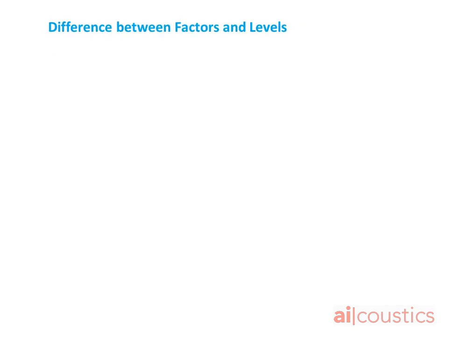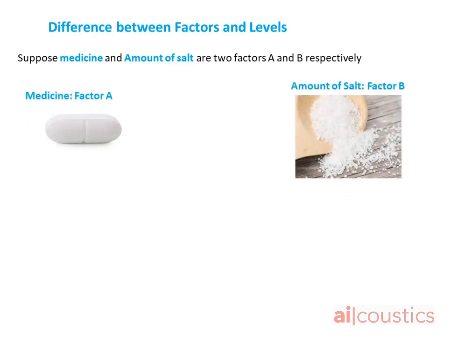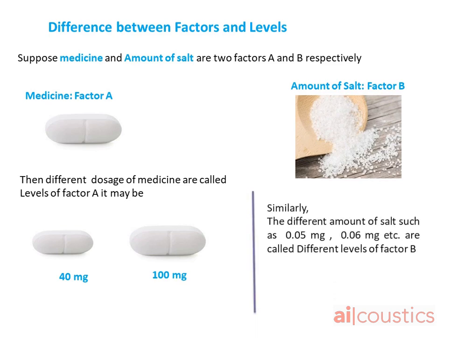Now, in this slide, we will discuss what is the difference between factors and levels. Suppose medicine and amount of salt are 2 factors, factor A and factor B respectively. Then different dosage of medicine are called level of factor A. It may be 40 mg, 100 mg. Similarly, the different amount of salt such as 0.05 mg, 0.06 mg, etc. are called different level of factor B.